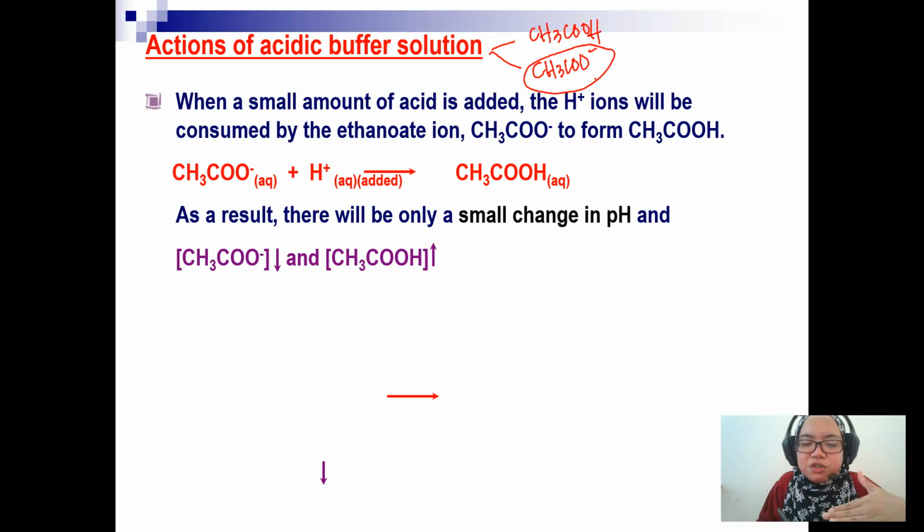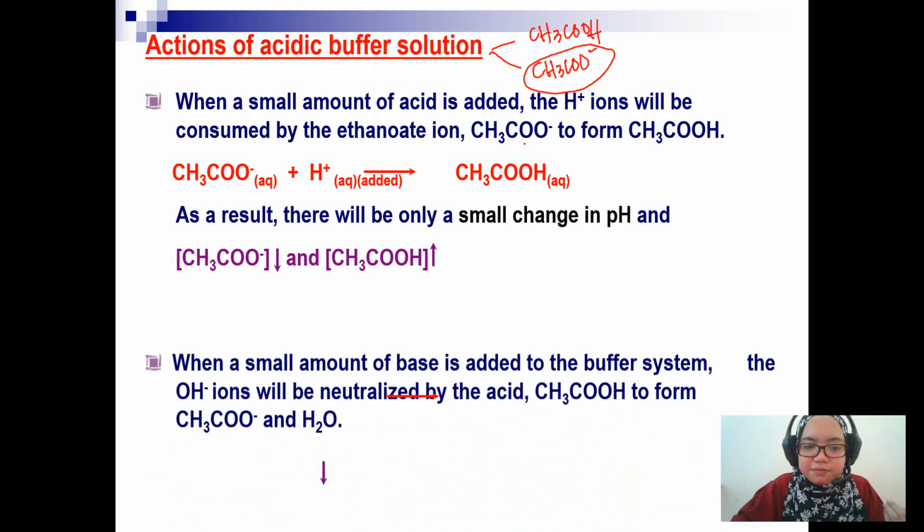The concentration of acetic acid akan increases balik. Okay, so dia macam tak ada very different change in pH pun. Sebab apa? Okay, bila dia dah consume H plus ni, dia akan form balik kat sini kan. So, macam tak ada beza. So that's why lah buffer solution ni boleh maintain its pH. Boleh faham ke? Okay, alright.